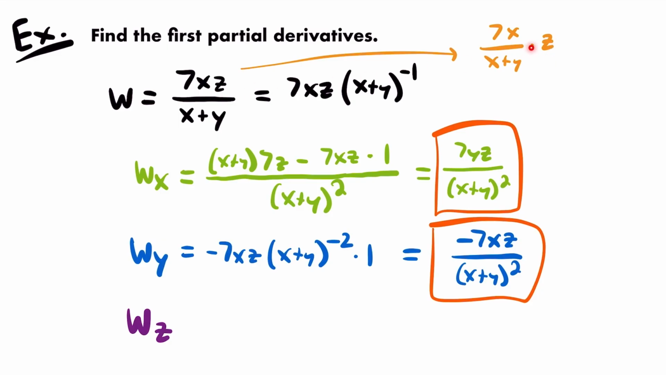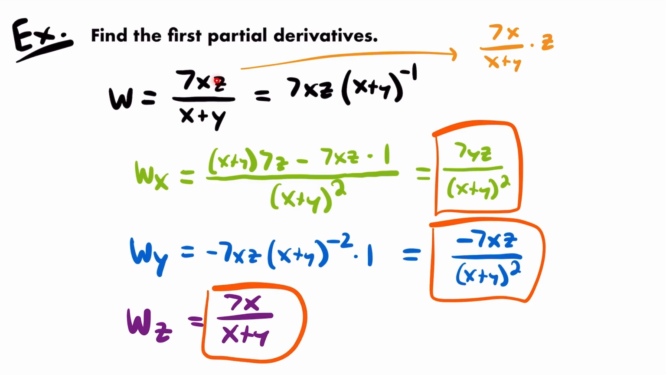You could pull that z out. This is just another way of looking at it. All of this is a constant because we're treating x and y as constant values. So you just have a constant times z, and the derivative of z to the first power is just equal to its coefficient. So that z disappears, and this is what you would be left with. The derivative of this function with respect to z is just simply 7x divided by (x + y). That's it. It's the coefficient of that variable z.